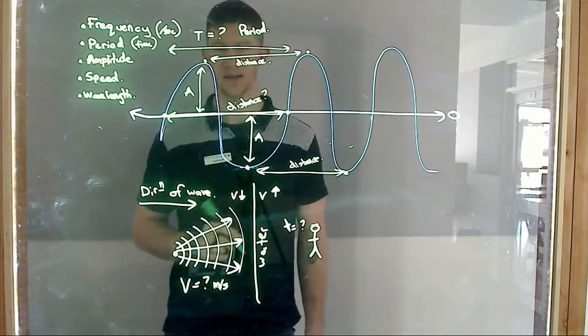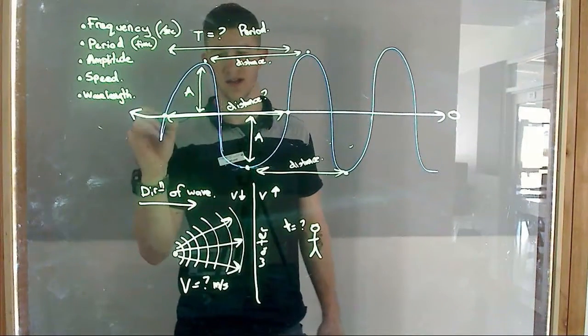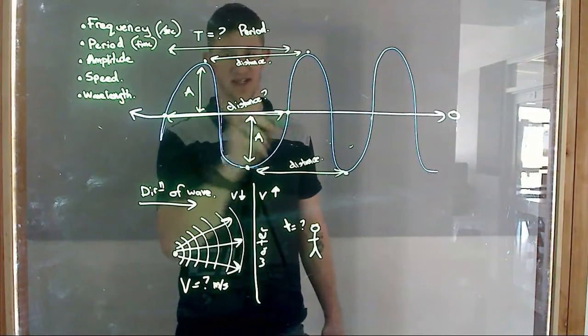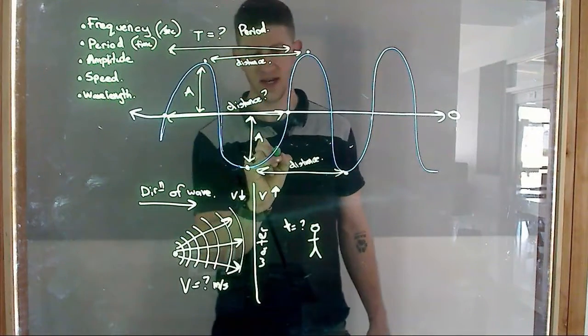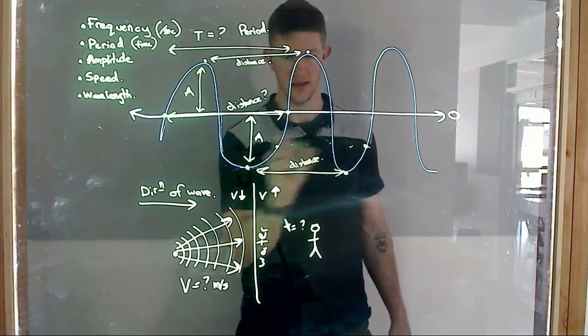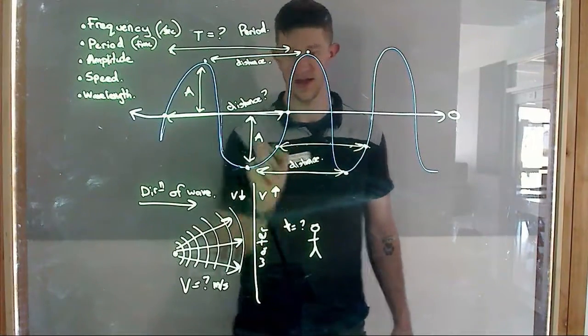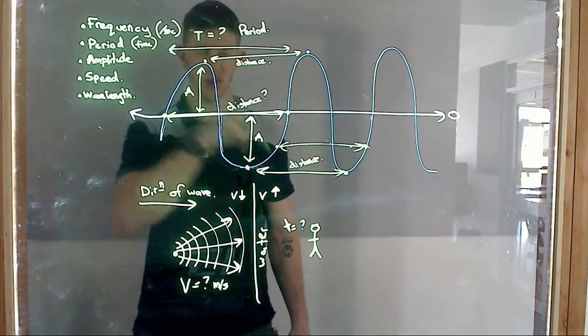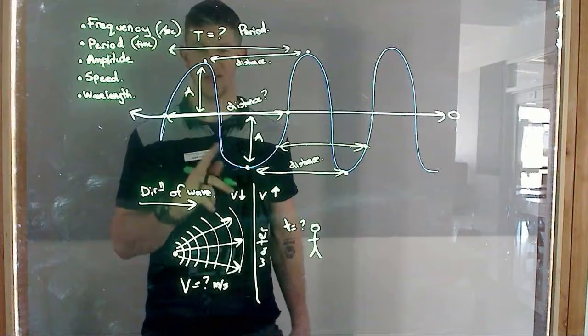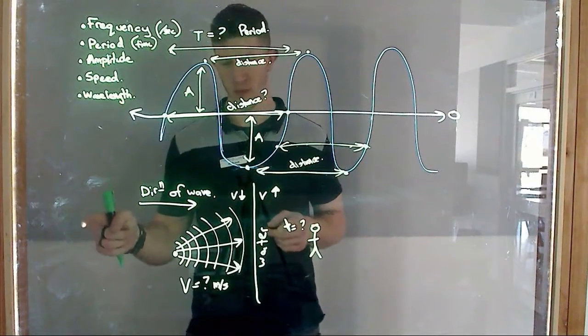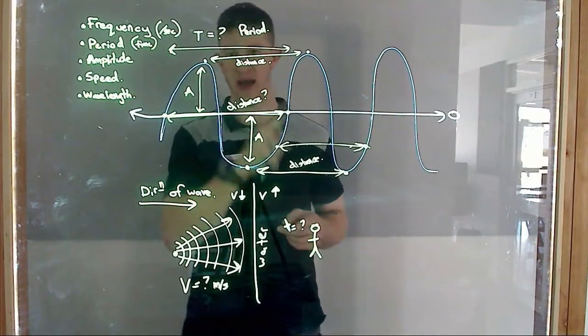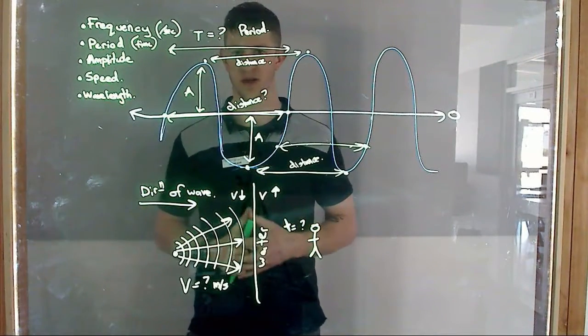So it doesn't matter, as long as I'm going from point to point, start to finish, start to start, crest to crest, trough to trough. I could go halfway between, and go here to here. That's fine too. All of these things will give you the exact same distance, and this is the wavelength. So it's the actual physical length from one point in the wave to get back to that point in the wave in a horizontal line.